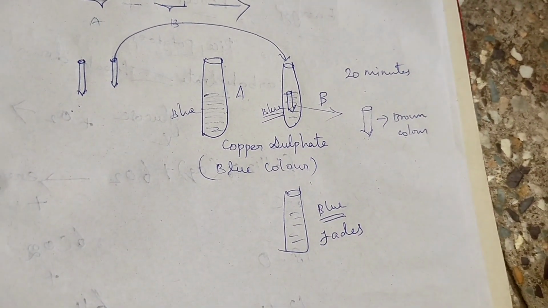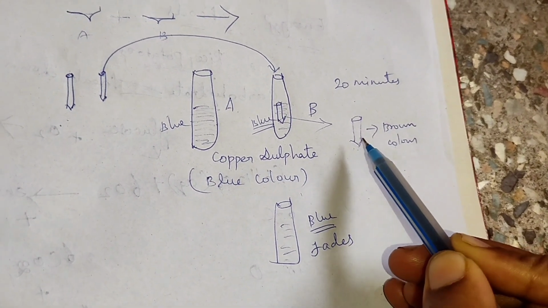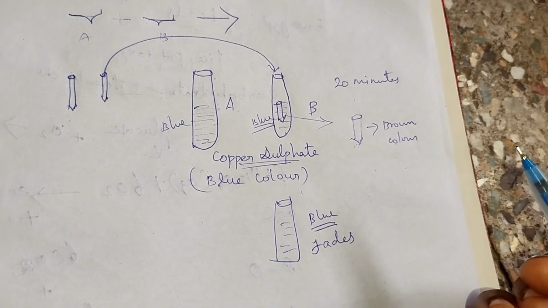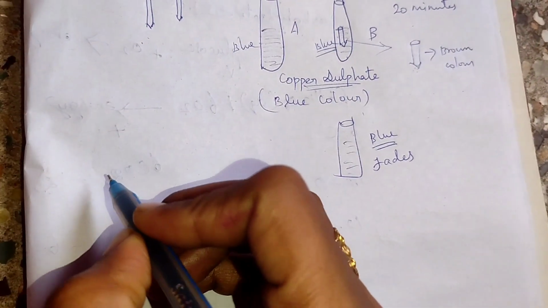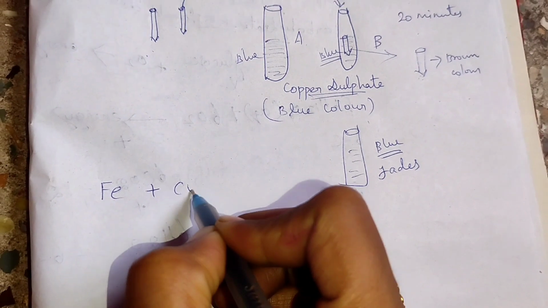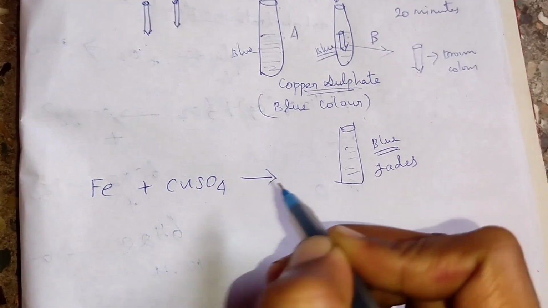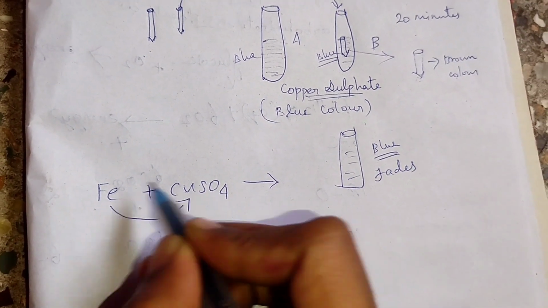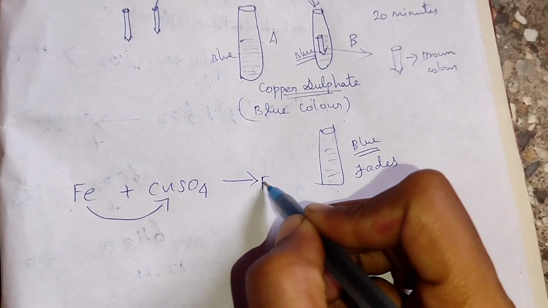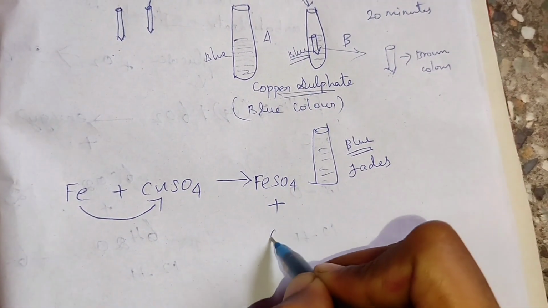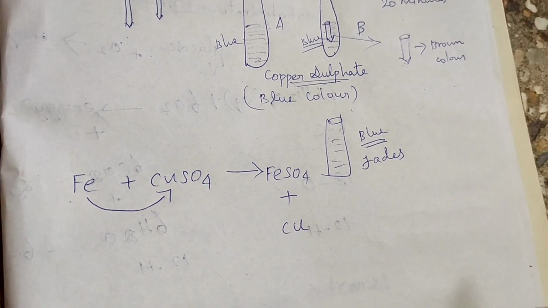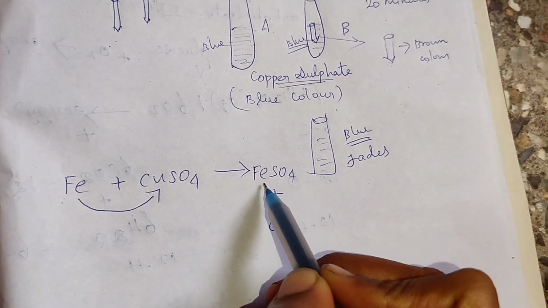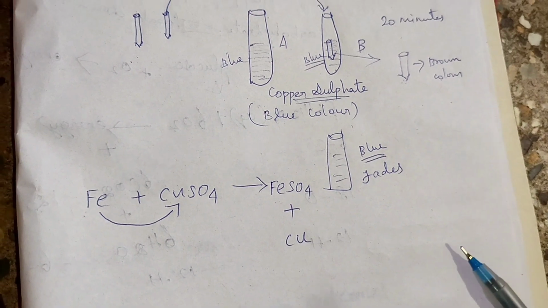Why does this happen? Because the iron displaced or removed the copper from the copper sulfate solution. So iron plus copper sulfate solution: the iron element displaces the copper. This is known as a displacement reaction. The one displaced is copper, so ferrous sulfate plus copper will form.